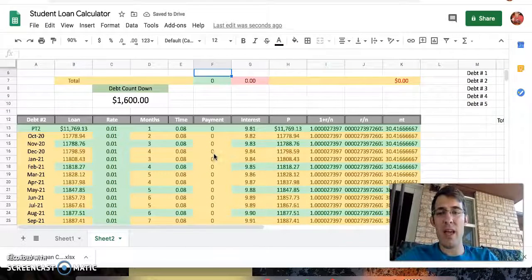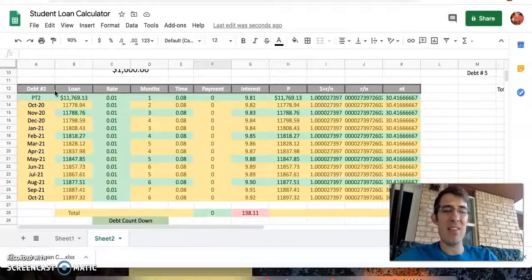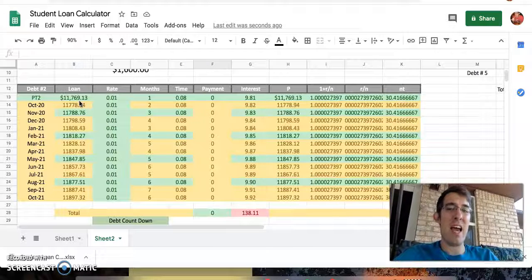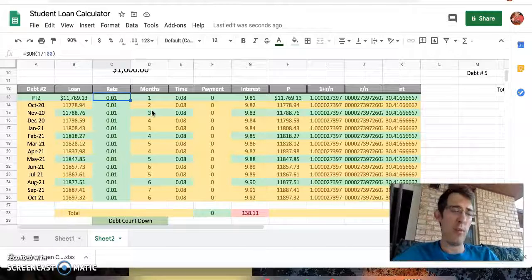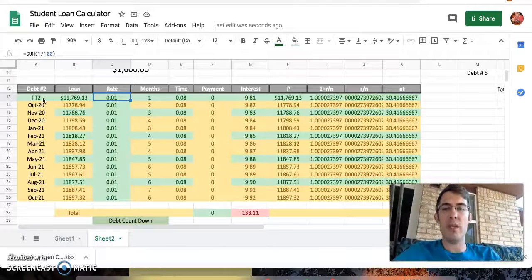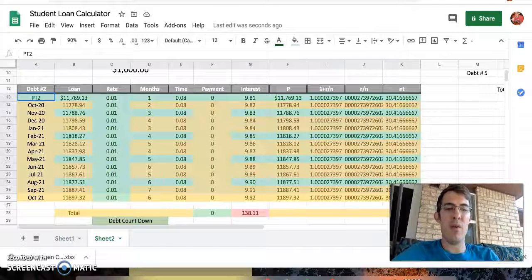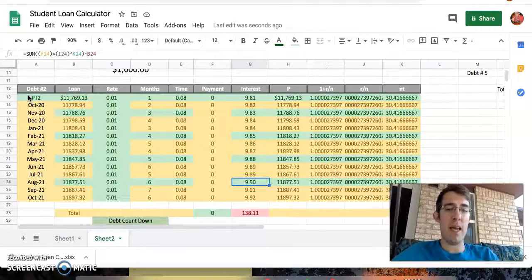The next loan I have is with my parents. It's $11,769.13. I put an interest rate of 1% just to kind of help them out just a little bit. I do want to pay them in 1 year. So I'm giving myself 1 year to pay down this debt.